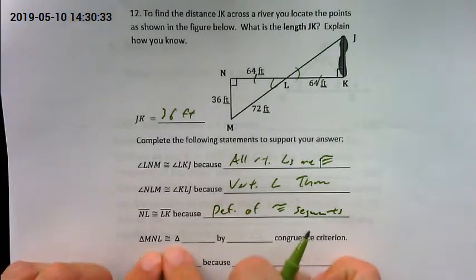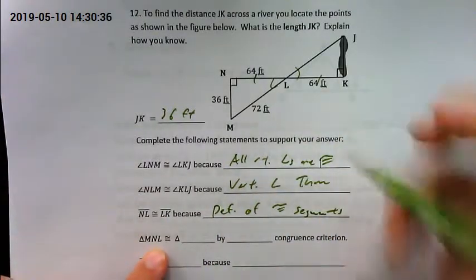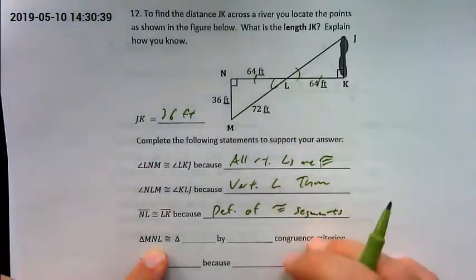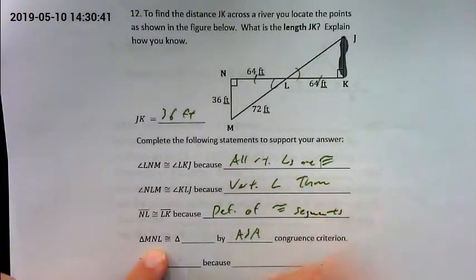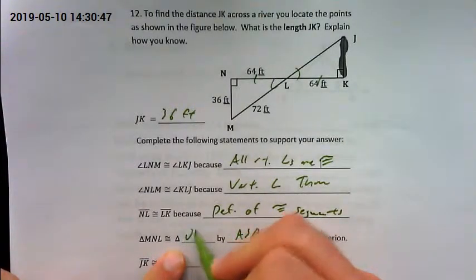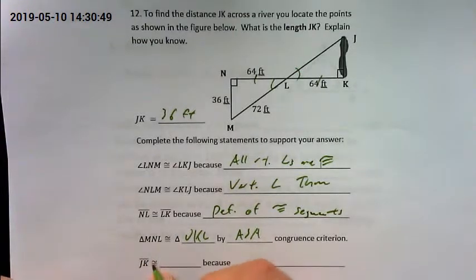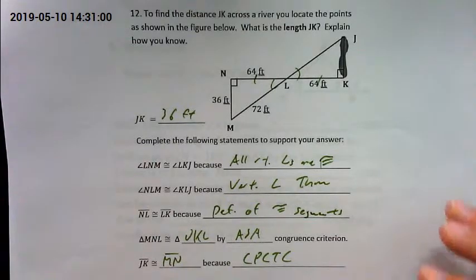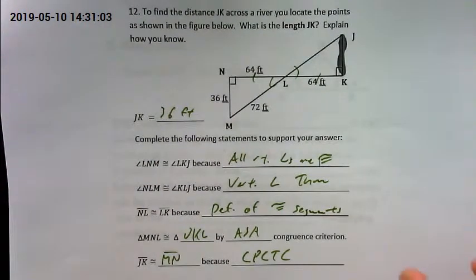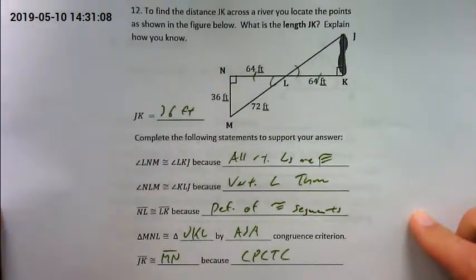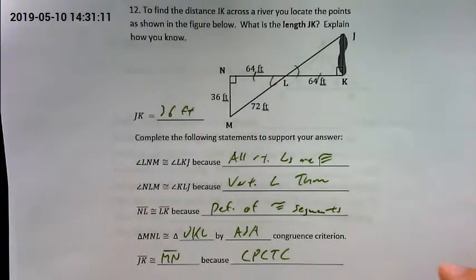So now we can say the triangles are congruent because of ASA. We need to say how the triangle is congruent. So MNL is congruent to JKL, and then we know that JK is congruent to the other side because of CPCTC. We went past the fact the triangles are congruent, and we're able to say the other sides are congruent. So, again, if you go past that fact, the reason is CPCTC.